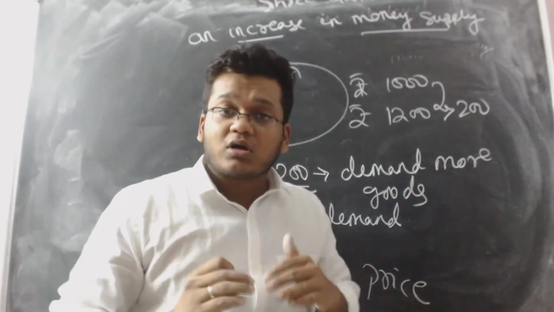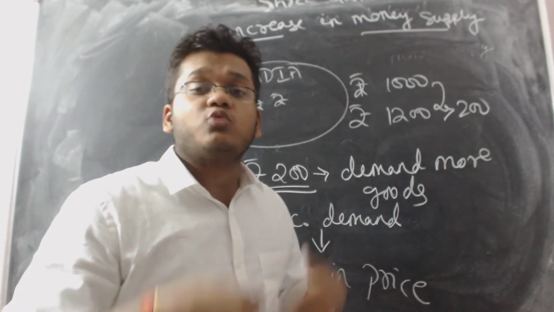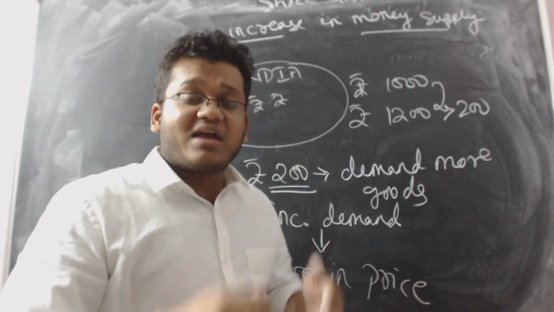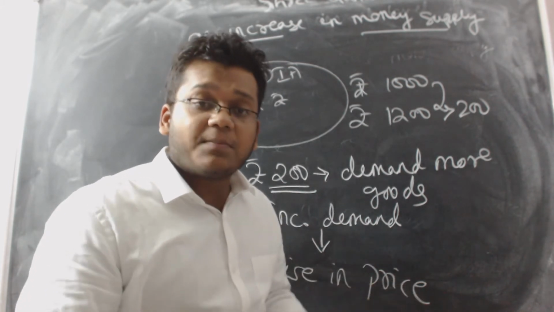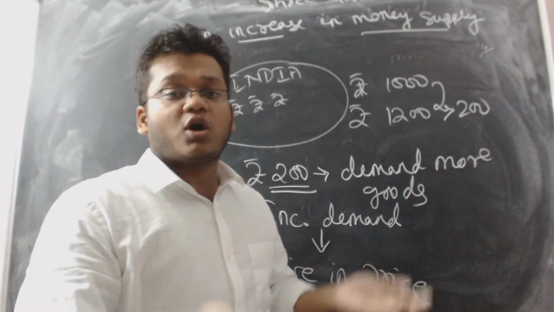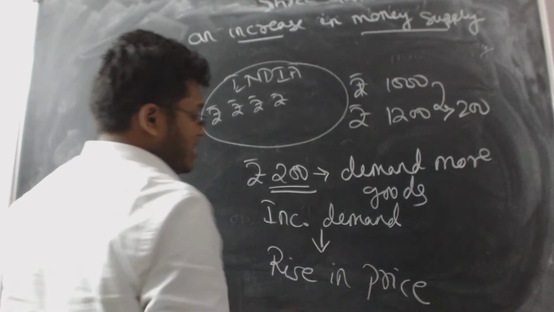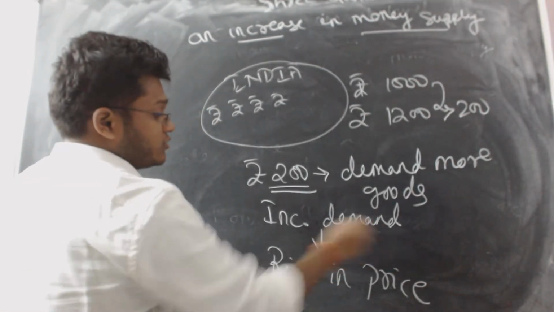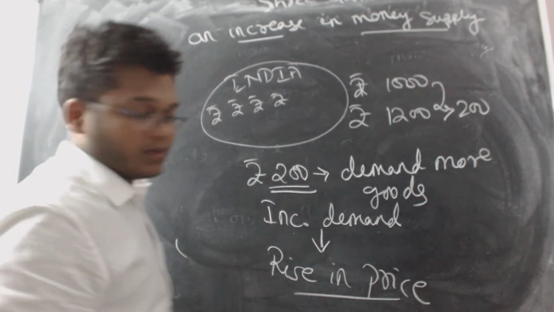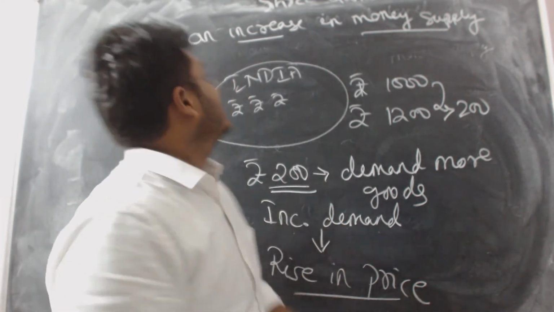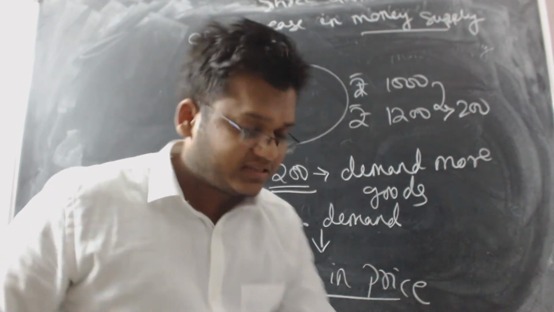Because your purchasing power has increased, you are willing to pay more money. Similarly, if everybody in the economy is willing to pay more money for the same quantity of goods, then the price in general in the economy will increase. So an increase in money supply will simply increase the demand for the goods, and when it increases the demand for the goods, it will increase the price level in the economy. So option 1 is correct. An increase in money supply will definitely increase the general level of prices in the economy.